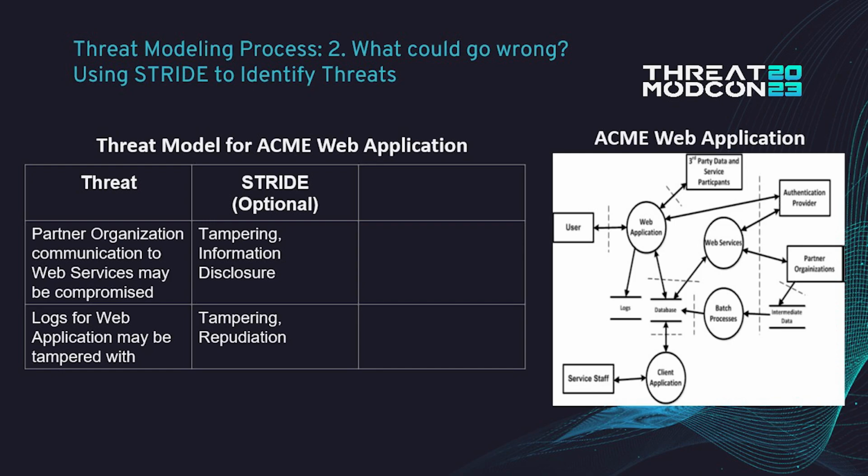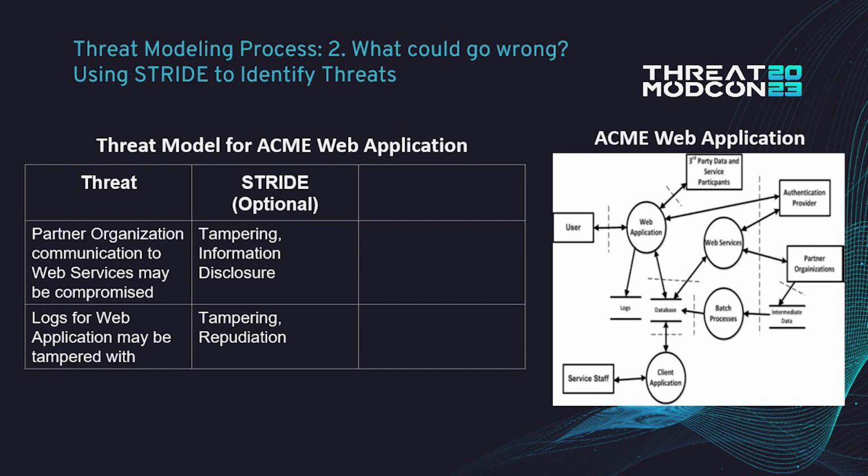Okay, so just an example, we're going to be looking at this diagram some more, the ones that you drew, or I'll put this up here again, but this is just a couple examples. Partner organization, communication to web services may be compromised, logs for web application may be tampered with, and as I said, it could be a combination of these, tampering, information disclosure. Not so important, it's just how you got there, but this is just a way that we got there. Again, it's optional, whatever way, whatever makes sense.